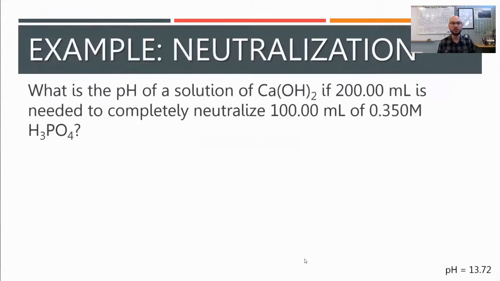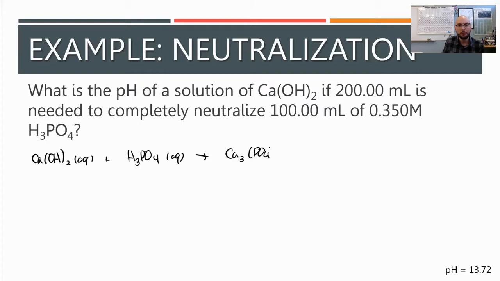But this one is more challenging because we don't have a simple monoprotic acid and hydroxide that only donates 1 hydroxide. We've got calcium hydroxide, which donates 2, and we've got the acid, phosphoric acid, which is a triprotic acid. So let's start by writing our neutralization equation. We've got Ca(OH)2 aqueous reacting with H3PO4 aqueous, turning into Ca3(PO4)2, that's our salt, and some water.